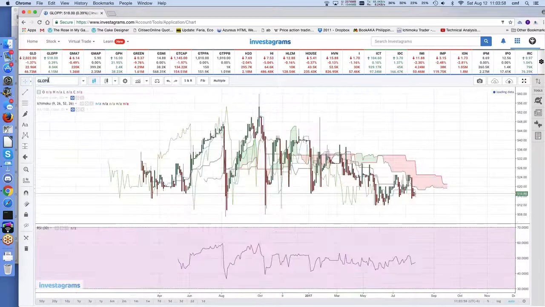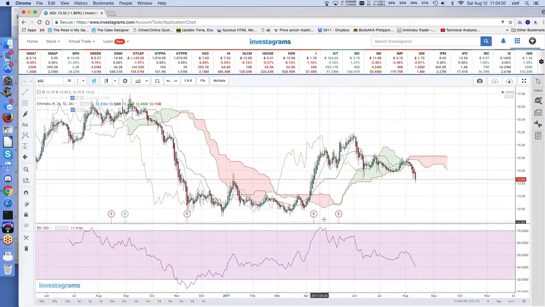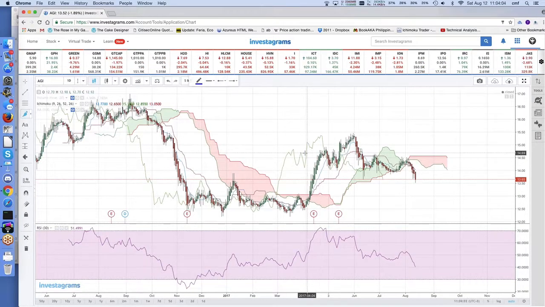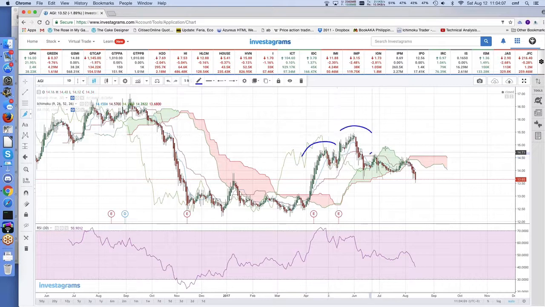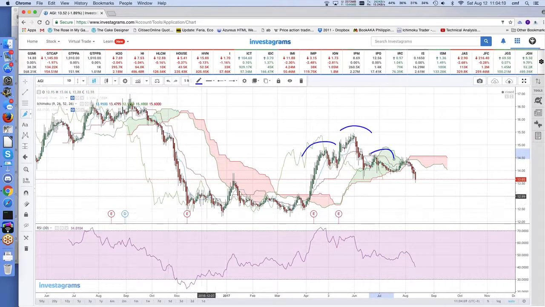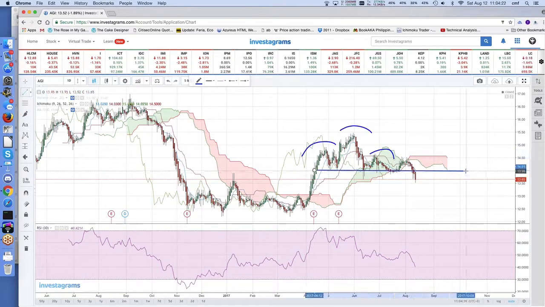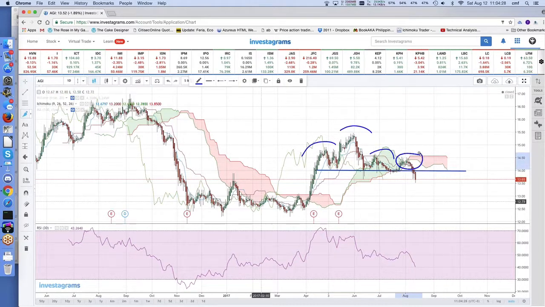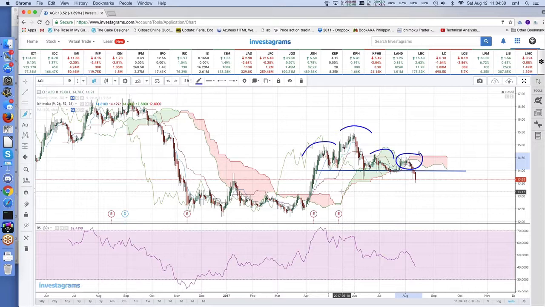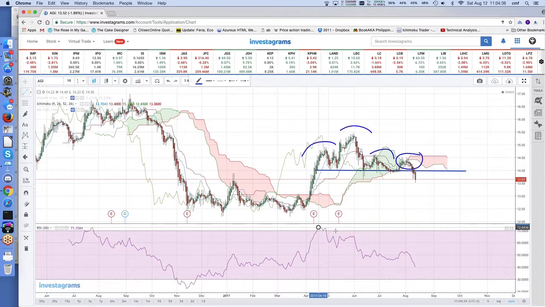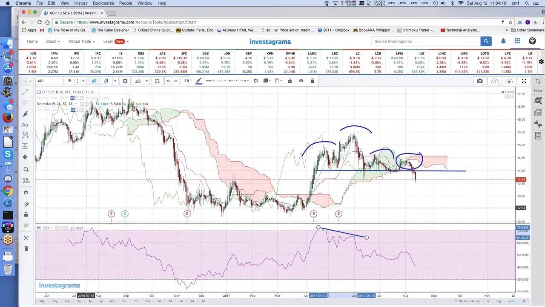AGI. AGI also showed you a head and shoulders pattern. And this pattern already broke. It broke the head and shoulders pattern. And this was warned by this bearish Kumo twist. They were also warned by the bearish divergence on the RSI. So all these come together.